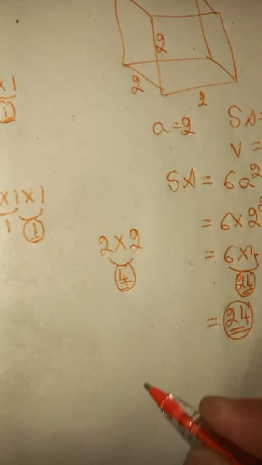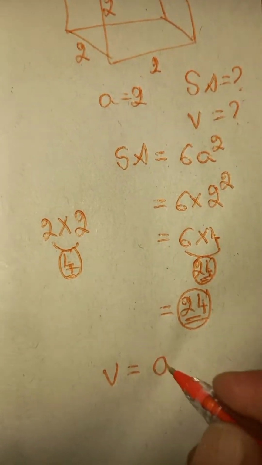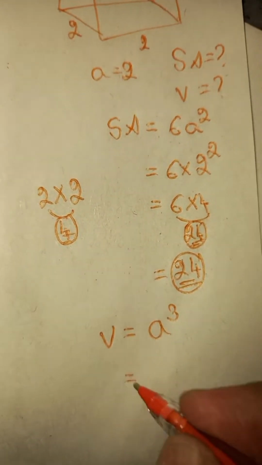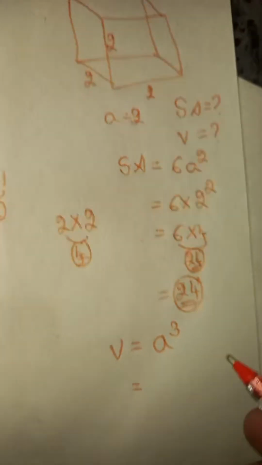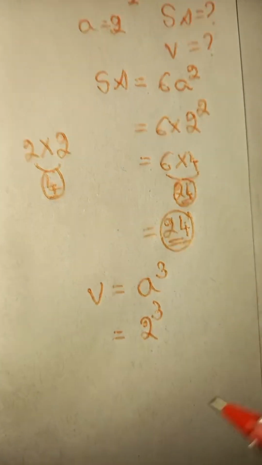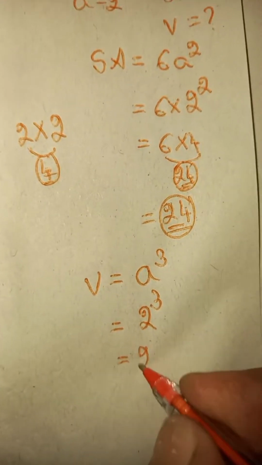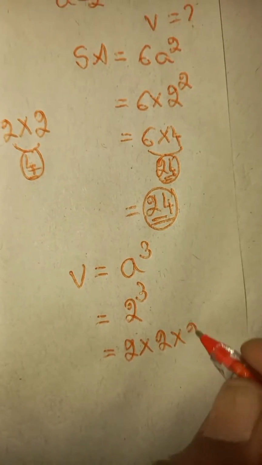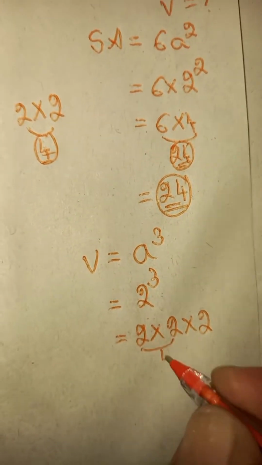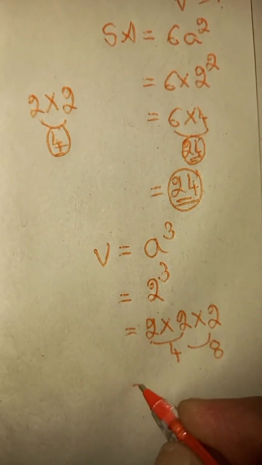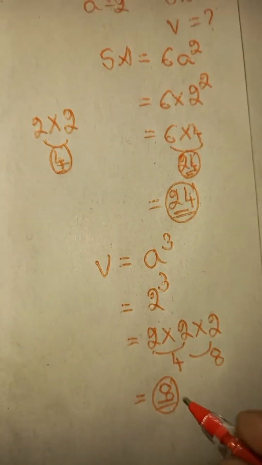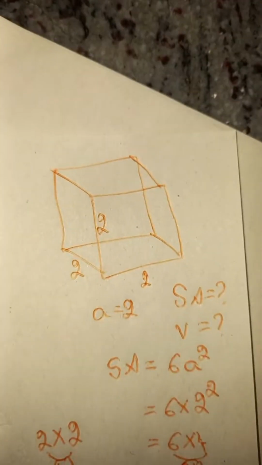And let's find out the volume of the cube. The volume of the cube can be found as a cube, the side length cubed. Here the side length is 2 units, so it is 2 cube. You can write it as 2 times 2 times 2. 2 times 2 is 4. 4 times 2 is 8. So it becomes 8 cubic units, the volume of this cube.